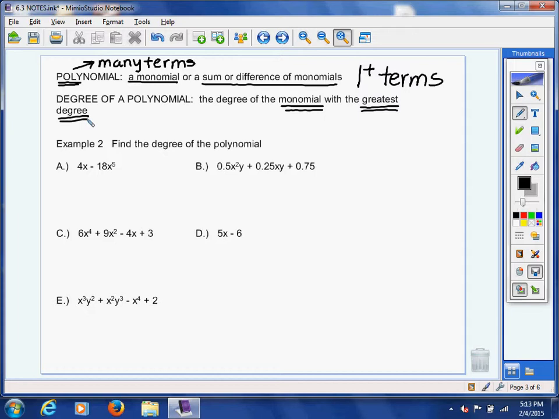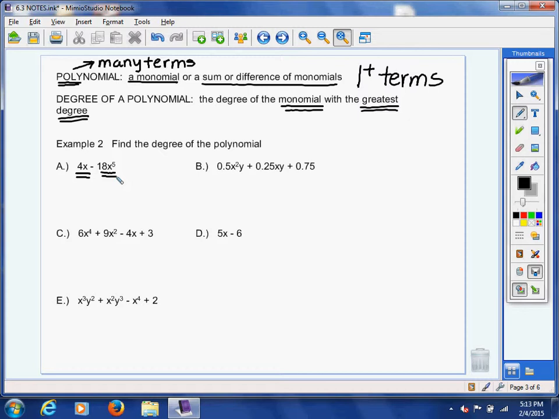Okay? So let's start here with letter A, 4x minus 18x to the 5th. Let's just focus on 4x. The whole thing right here is a polynomial. This particular polynomial has two monomials. Here's the first one. Here's the second one. See how they're separated by a subtraction sign. That means they're two separate terms, and so you have two monomials put together here.